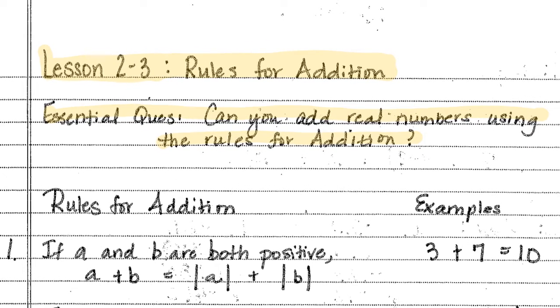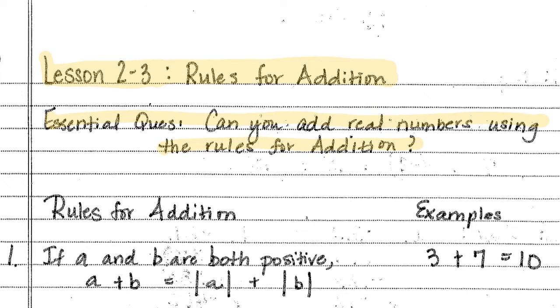The first rule says, if A and B are both positive, then you're just going to add them together and keep the sign. You've done this a lot. 3 plus 7 is 10. They like to show it as absolute value, but you guys know how to do this.